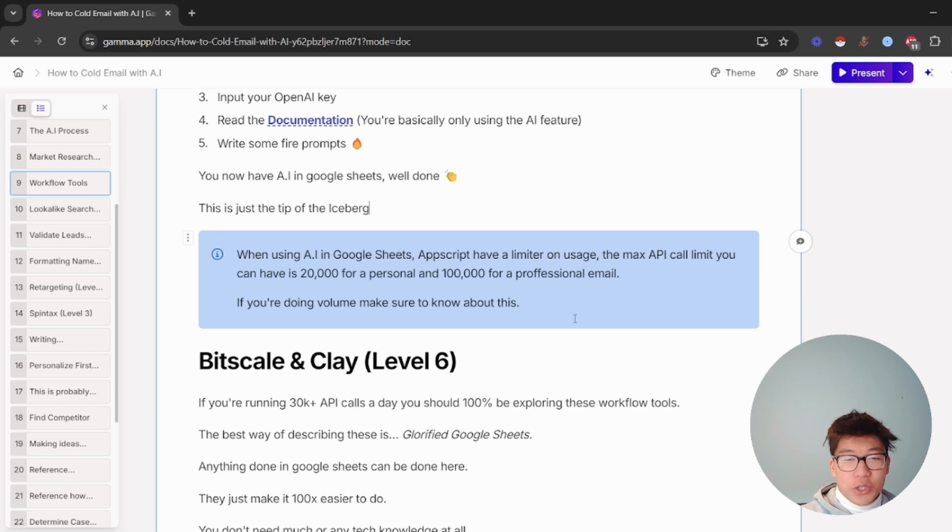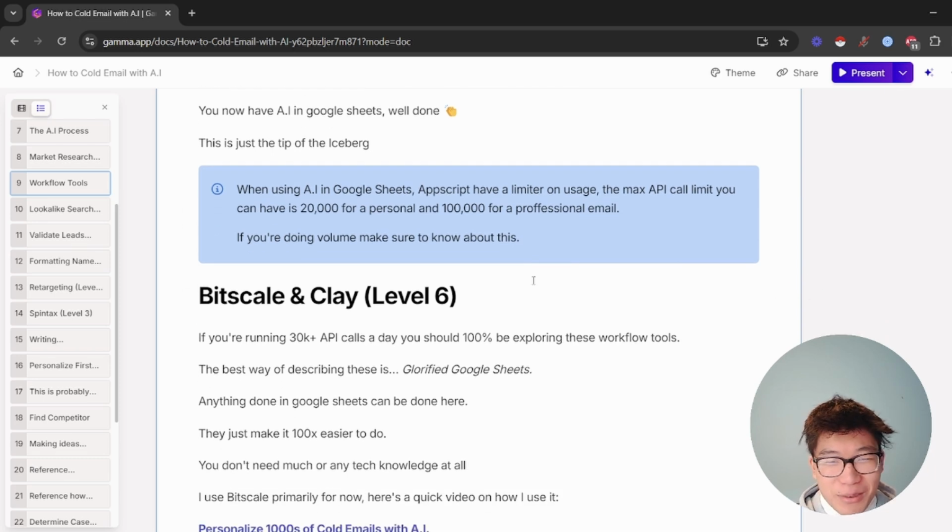When using AI in Google Sheets, AppScript, which is the API calling on Google Sheets, has a limiter on usage. You can only do 20,000 a day for a personal email and 100,000 a day for a professional email. So if you're doing volume, make sure you know about this. Also, I've run AppScript on a professional email, and even though it says 100K, it limited me at 20K. So Google Sheets is just giving me a hard time, but that's a whole other thing.